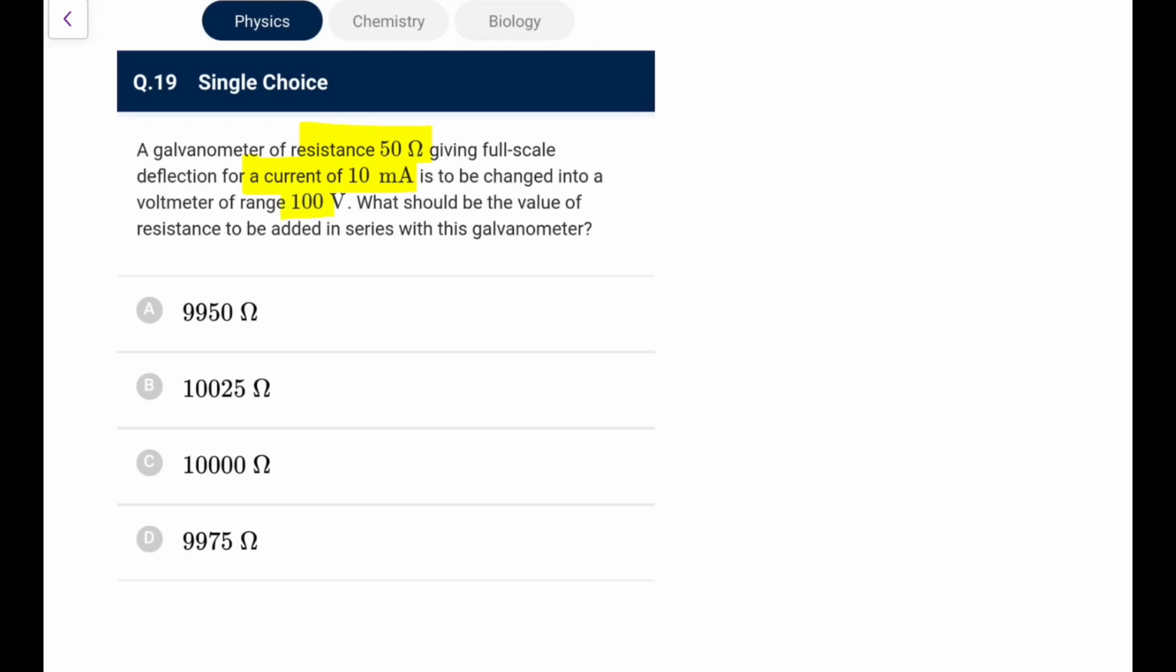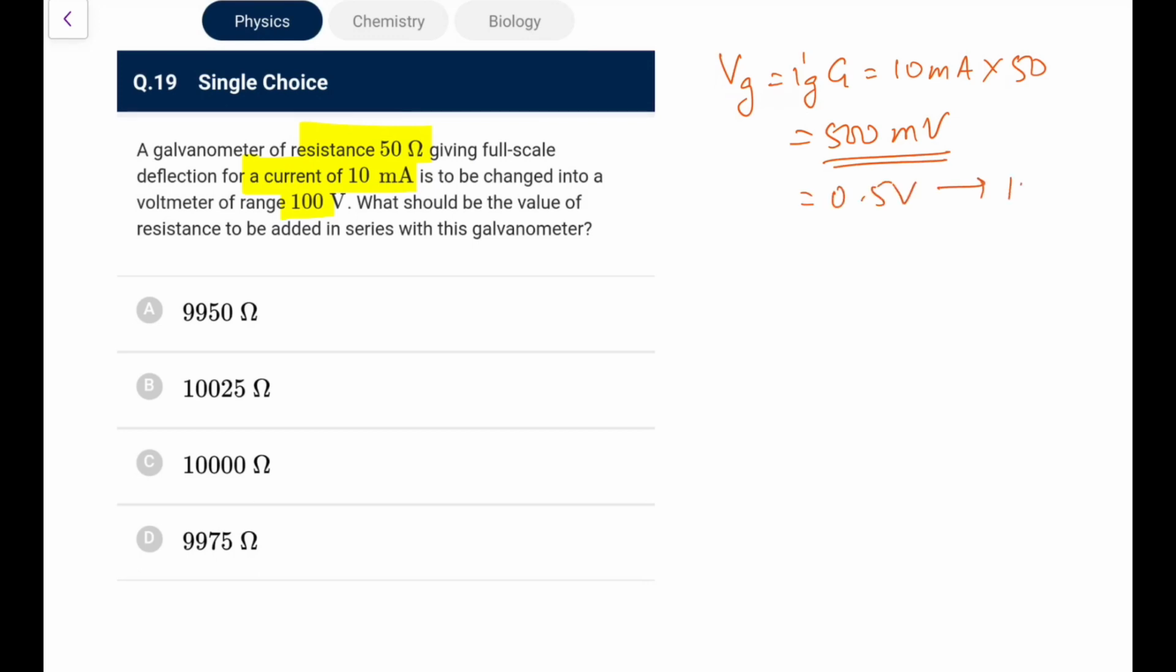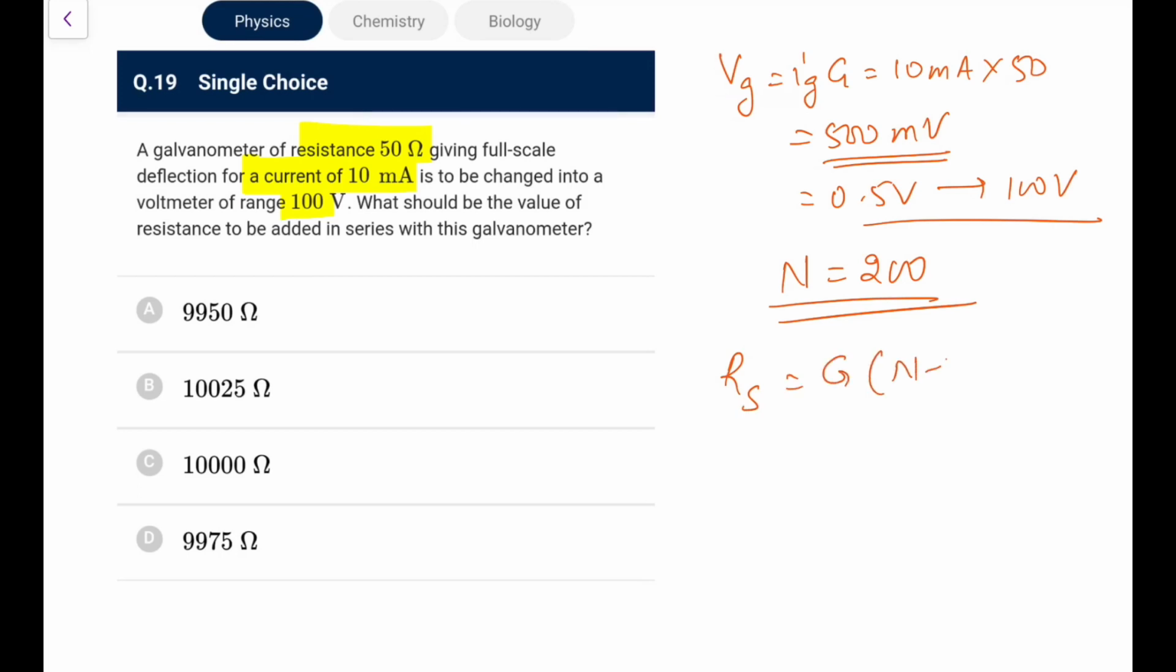Next, a galvanometer of resistance 50 ohm giving full scale deflection for a current of 10 milliampere is to be changed into a voltmeter of 100 volt. First of all, what is Vg? Vg is Ig into G, 10 milliampere into 50 ohms, which comes out as 500 millivolt. That 500 millivolt, or 0.5 volt, is to be converted into 100 volt. That means factor n is 200 times, the range has to be increased. Now R series required is G into n minus 1. G is 50, n minus 1 is 199, so you get 9950. That is the answer I am getting, so it should be option A. Let me check. Yes, it is 9950 given by NTA. So it's the right one.